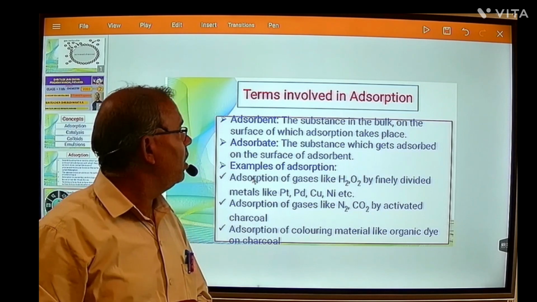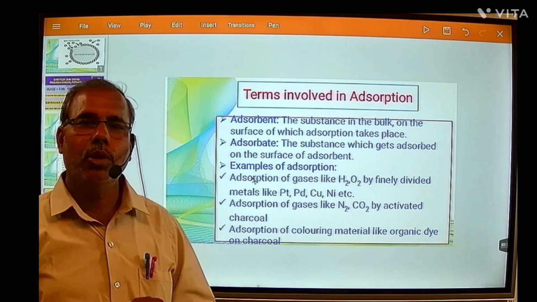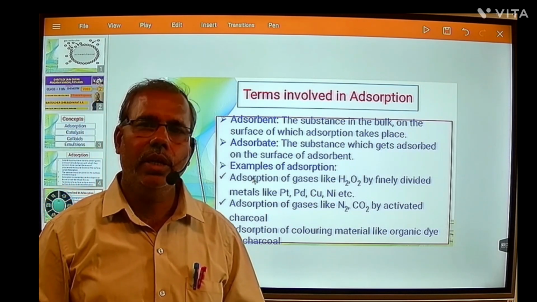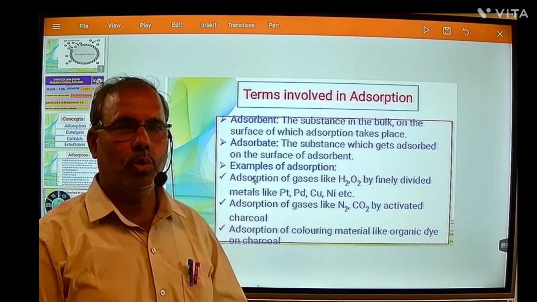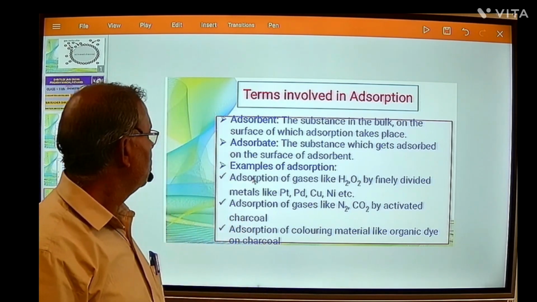Now we shall study some terms which are involved in the phenomenon of adsorption, because we should know these terms, and only then can we go through the adsorption process or adsorption phenomenon. So what are these terms?